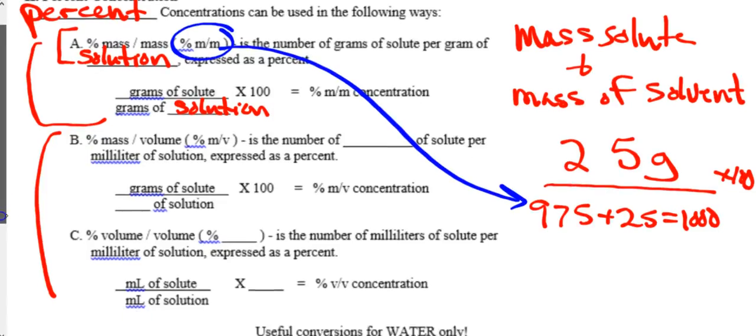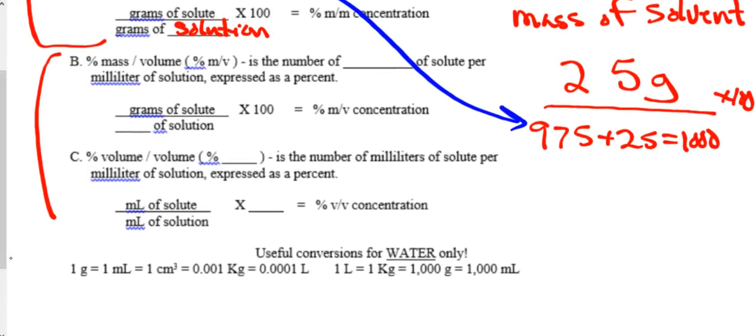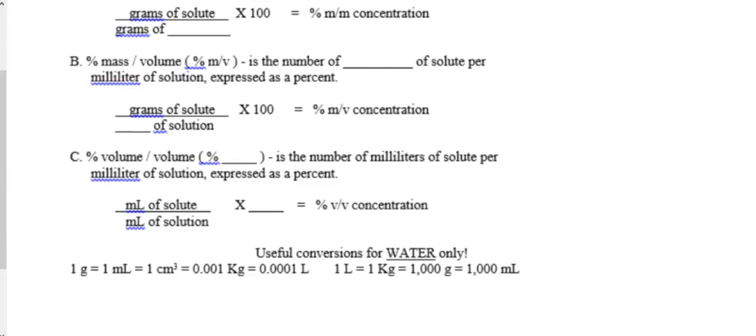Okay, in part B, we have mass over volume. It will be the same math, except we don't have to add. Mass over volume is the number of grams of solute per milliliter of solution, expressed as a percentage. So we have grams on top, milliliters on the bottom, and you multiply by 100. If you look at numbers 3 and 4, this time don't add. Number 3 says you have 48 grams in how many?